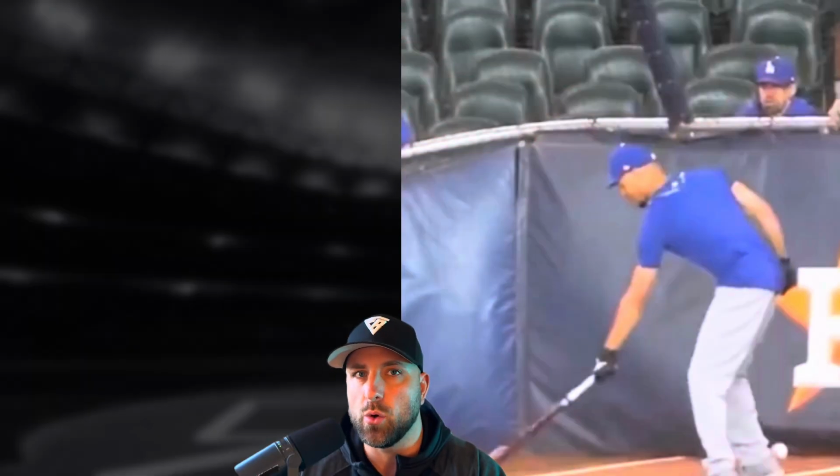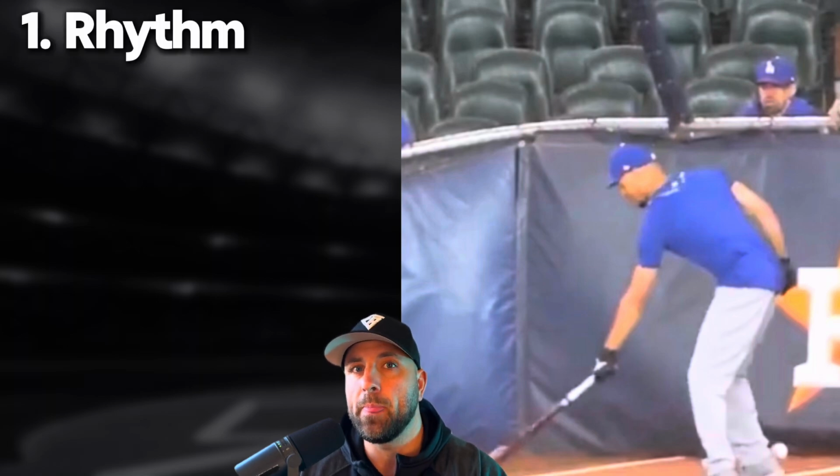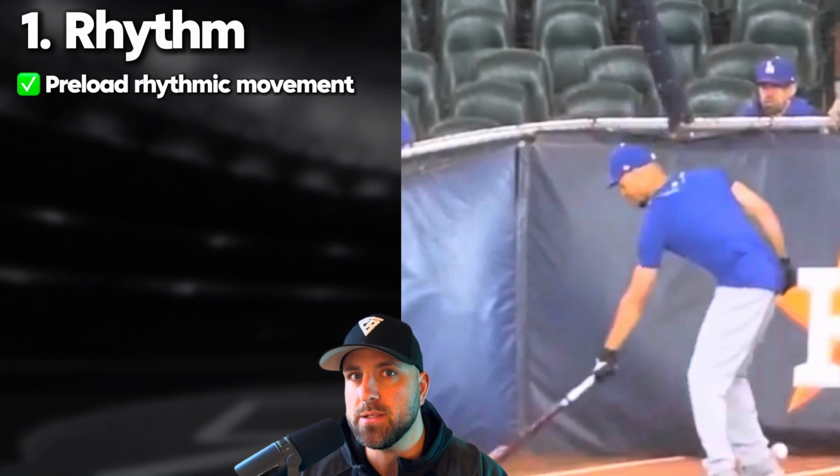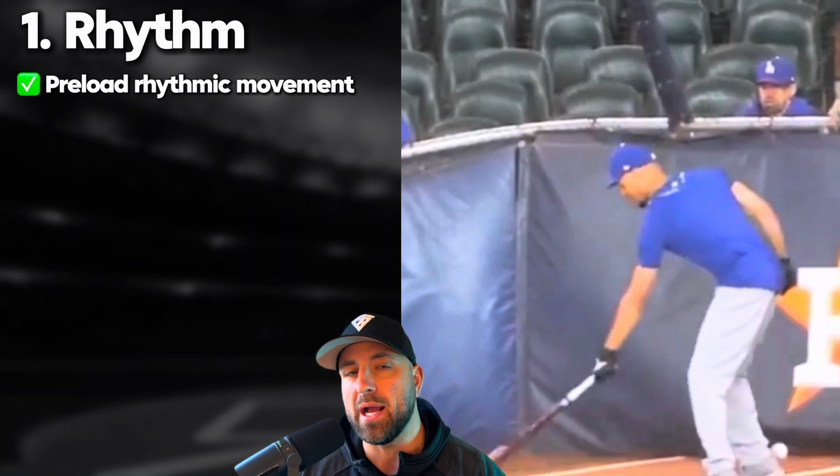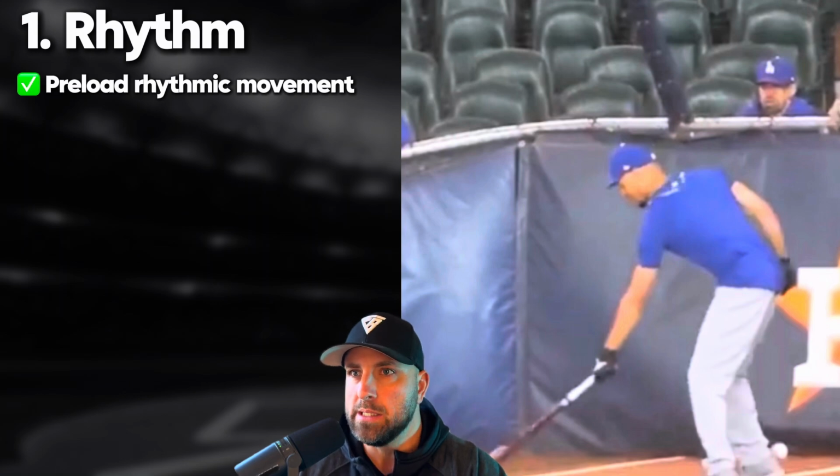So, number one, let's go over the definitions. Number one, rhythm. Rhythm is what I consider any kind of pre-load movements, like while you're in your stance. Any kind of rhythmic move, whether it's a barrel tip, a rocking of your weight back and forth, any kind of movement like that. It's going to vary, obviously, from hitter to hitter. There's no real one method to having good rhythm. Having some kind of rhythm is typically always going to be beneficial. It could get to the point where maybe it's too much.